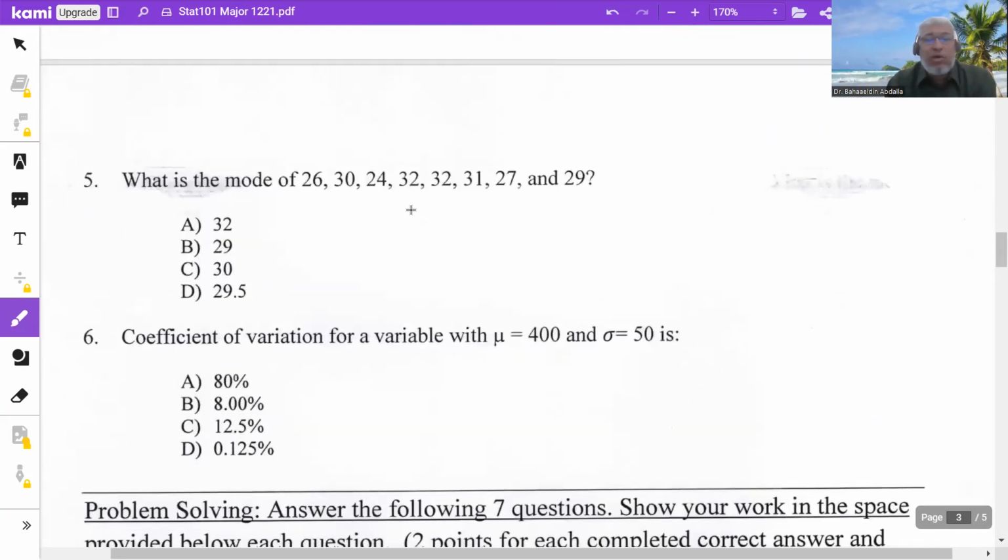What is the mode of these numbers? The mode is the most frequent. So if you look at the data, 32 is repeated twice, nothing else is repeated. So 32 is the mode.